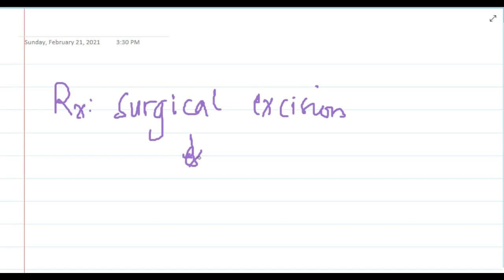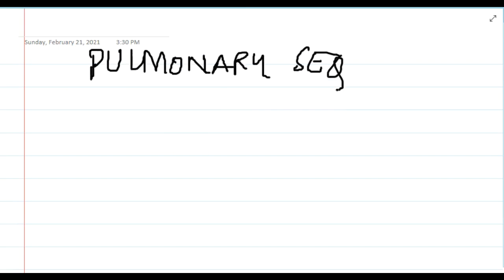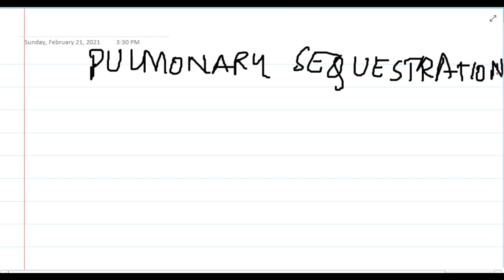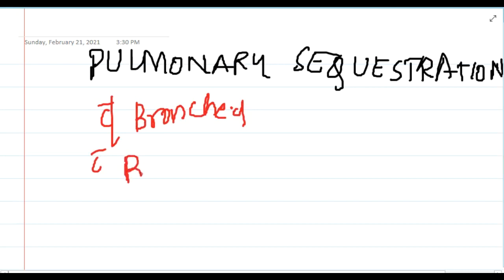Then the next important disease in pediatric pulmonology is pulmonary sequestration. Pulmonary sequestration is a malformation of the lung. This malformation of the lung can be present without bronchial communication, or it can have an aberrant systemic blood supply. So, if I tell you the examples, then you will understand this pulmonary sequestration.